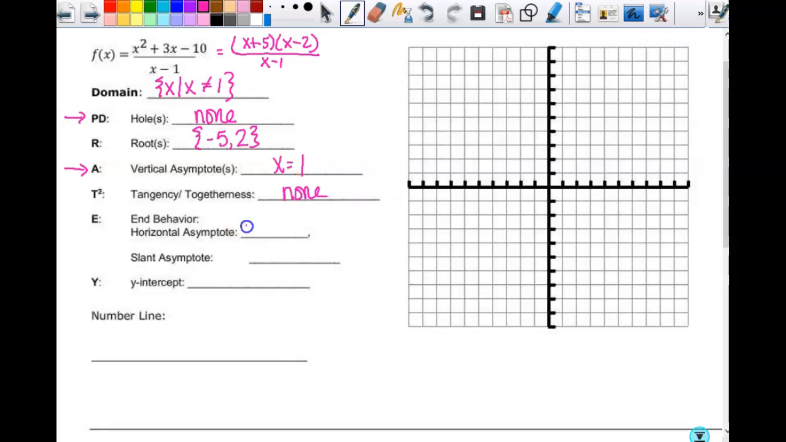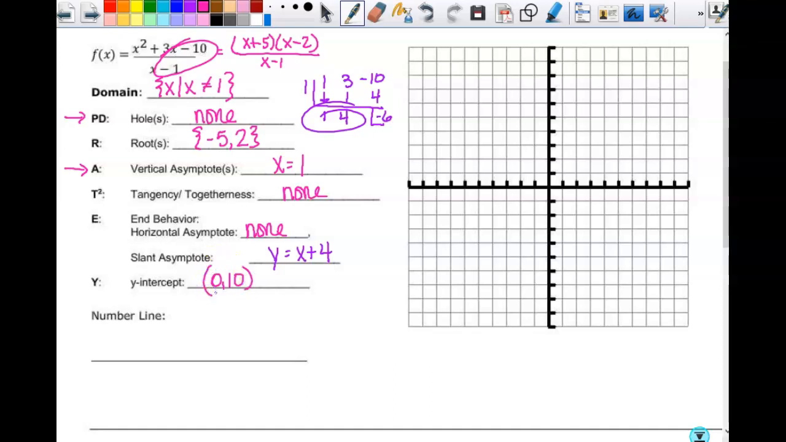It is top heavy, so there is not a horizontal asymptote, but that does open the door for a slant asymptote, and I can use synthetic division here. So I get a 1 out here, and then this is where it's multiplied together. So 1, 3, and negative 10. Bring down my 1, 1, 4, 4, negative 6. So this is where this comes from. Y equals x plus 4. And then my y-intercept, get from this right here, is at 0, 10.